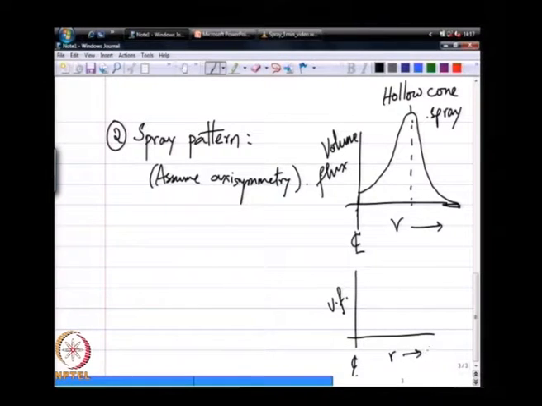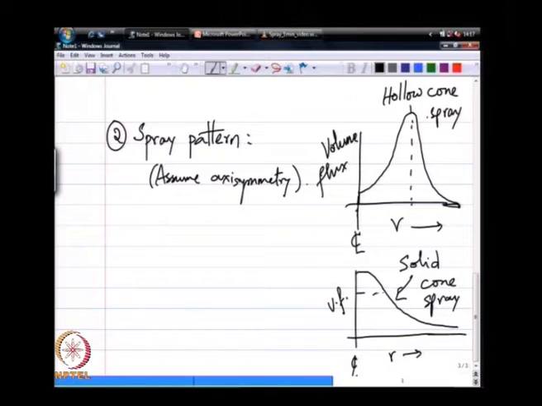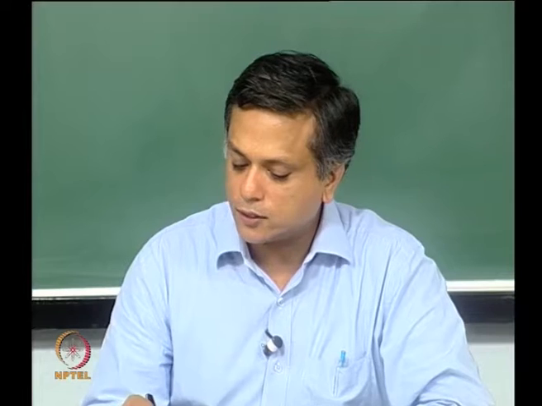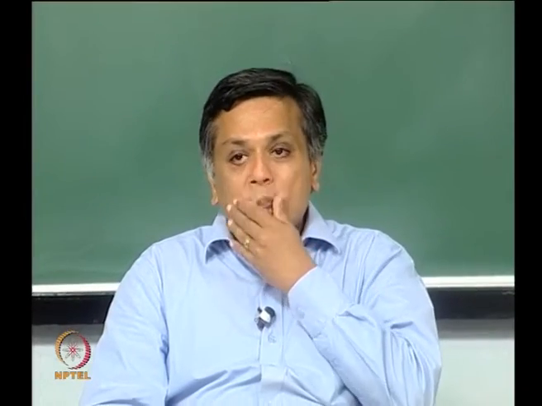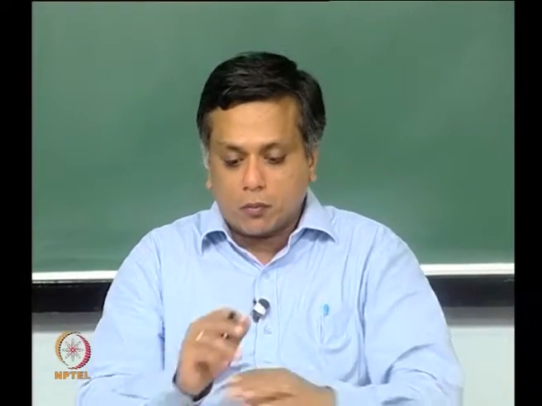If I make the same volume flux measurements in a similar axisymmetric spray, and if it happens to show this kind of a pattern, this is more reflective of it being a solid cone spray. Ideally, we want it to be something like this. The volume flux is at some value for a little while and then it drops off. Both of these are possible choices for it to be called a solid cone spray.